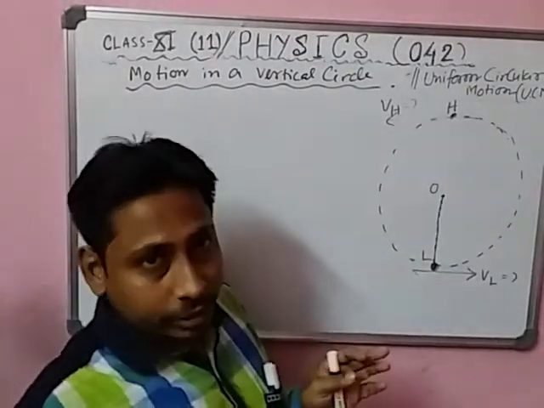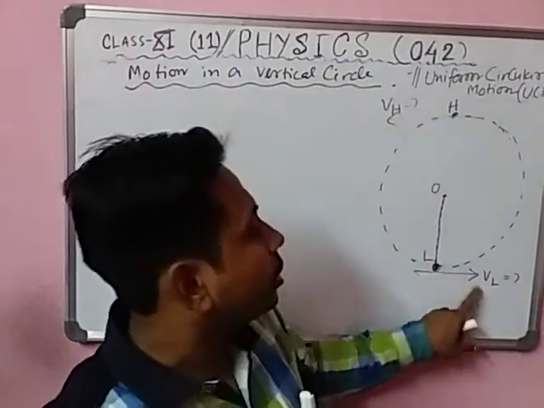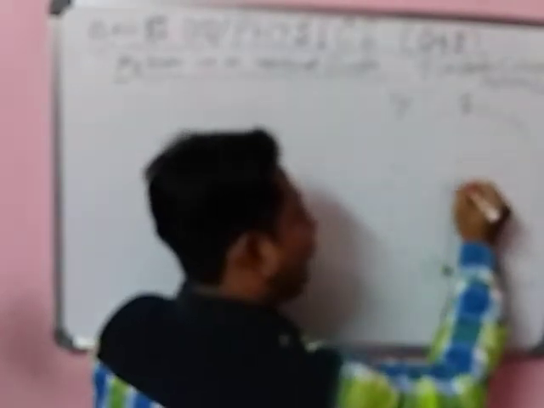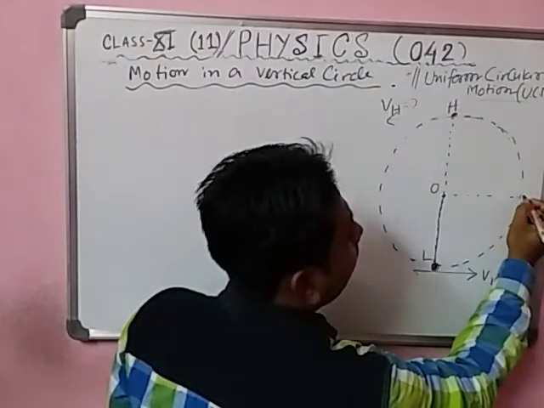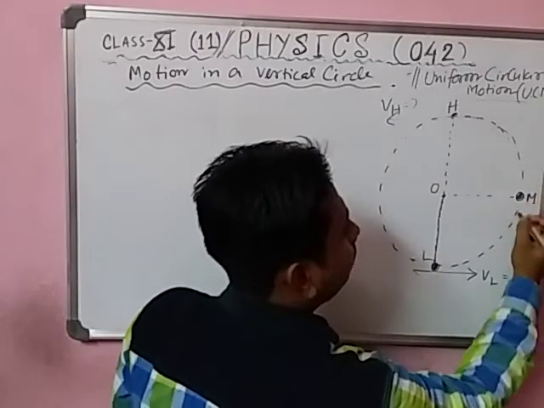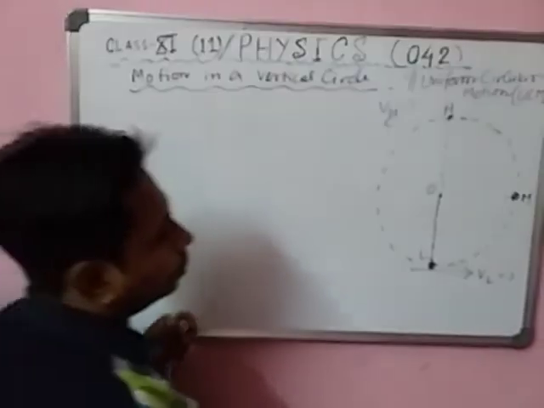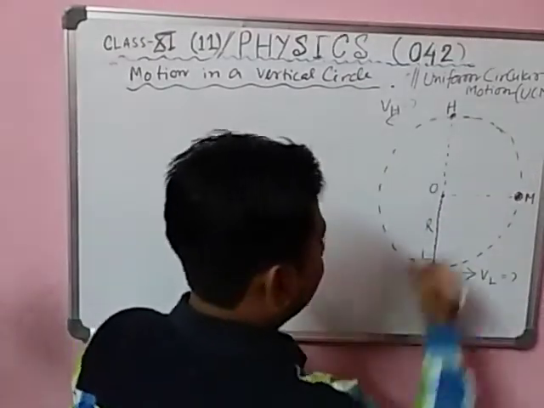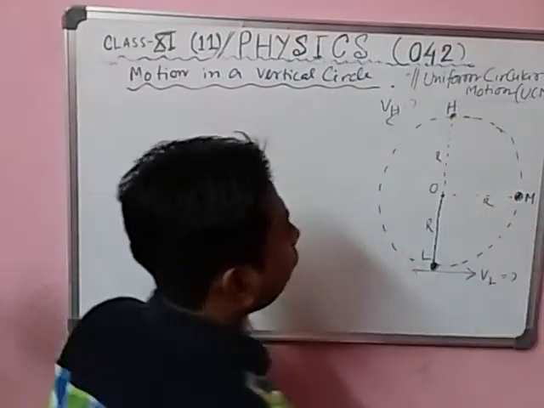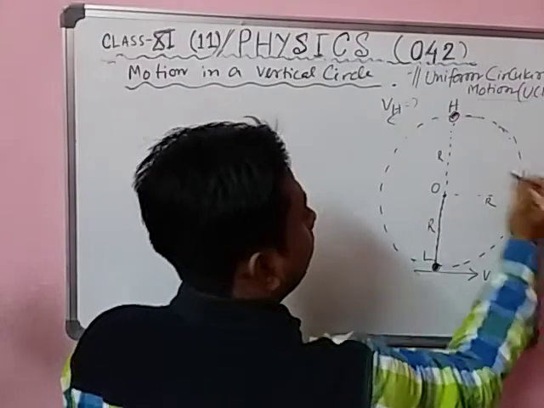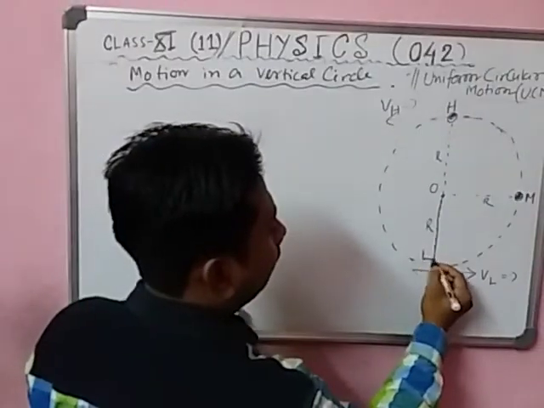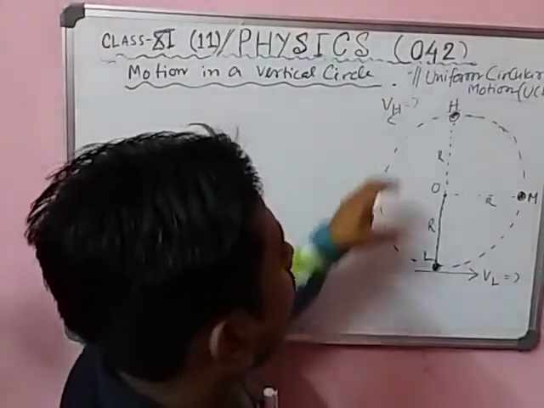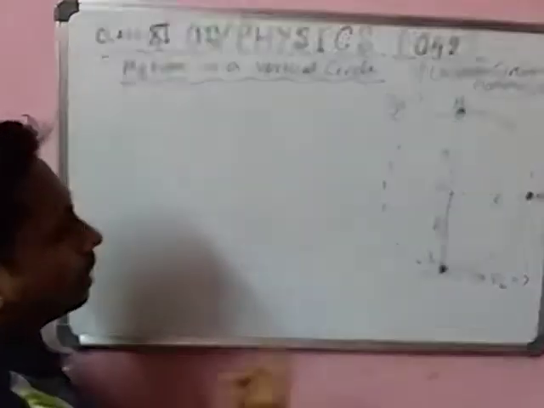You have to find the lower point velocity so that the body will move in a circular path, and you also find the upper point velocity and the midpoint velocity. Think the string length is R, meaning the radius of the circle. Now there is a body in three positions: position 1 is L, position 2 is M, position 3 is the highest point. First of all we write the equations one by one.